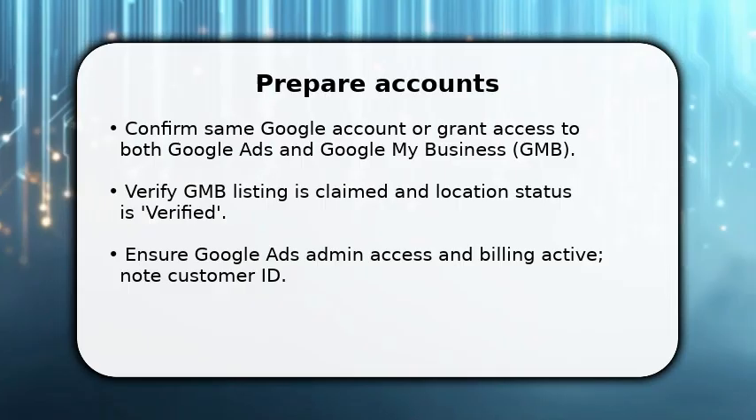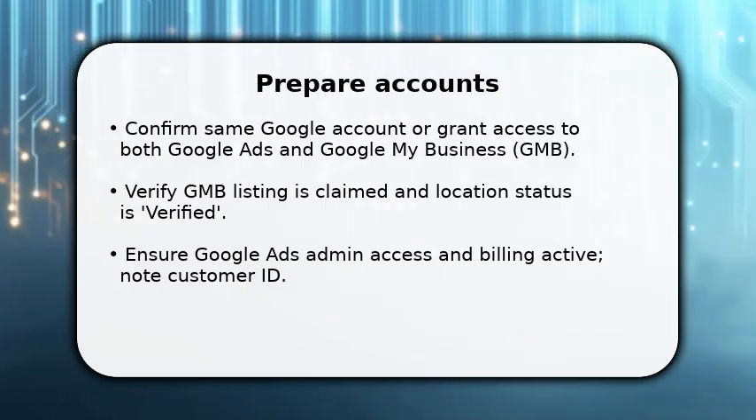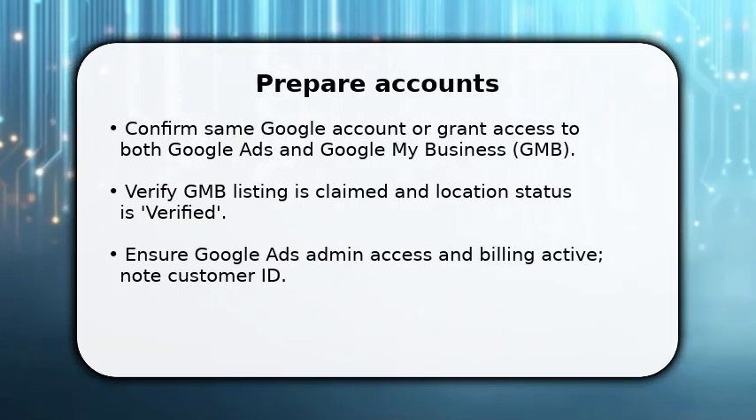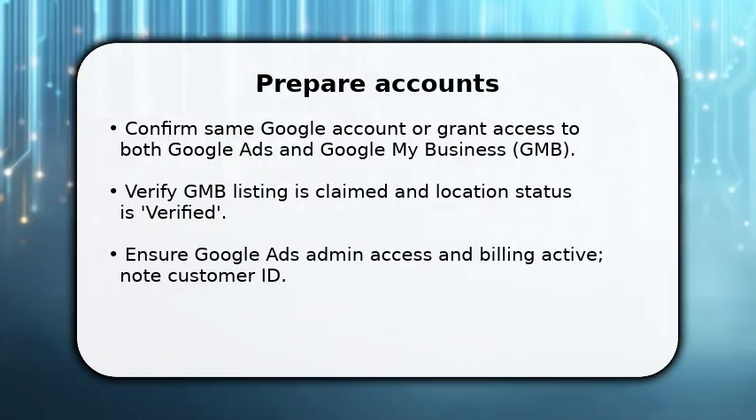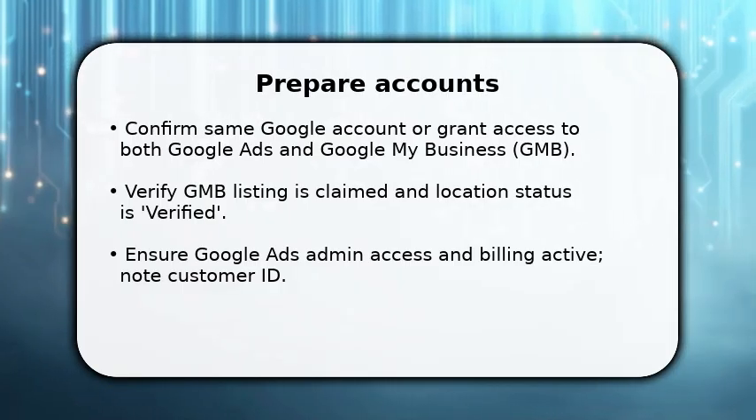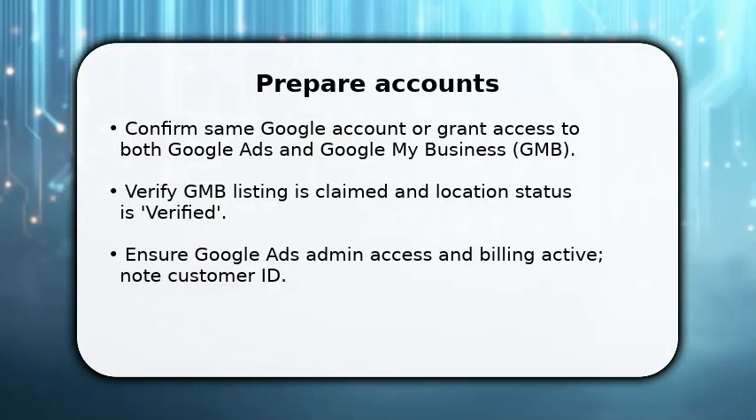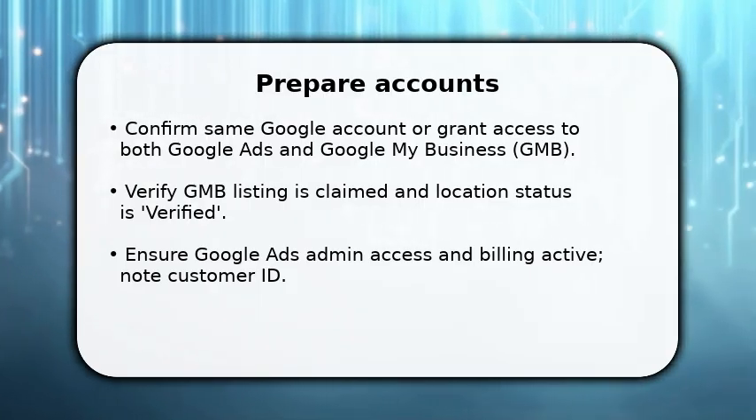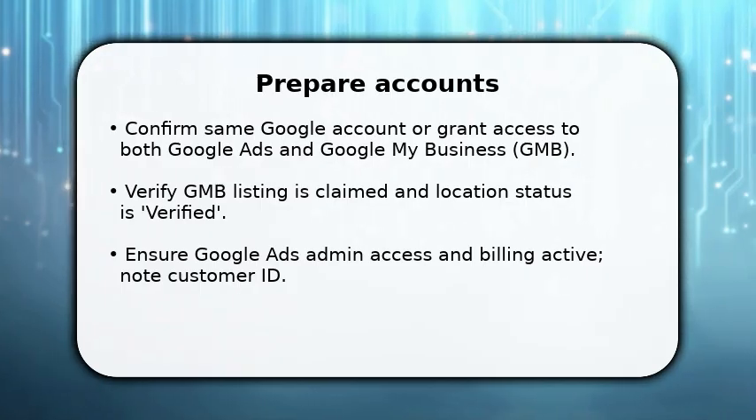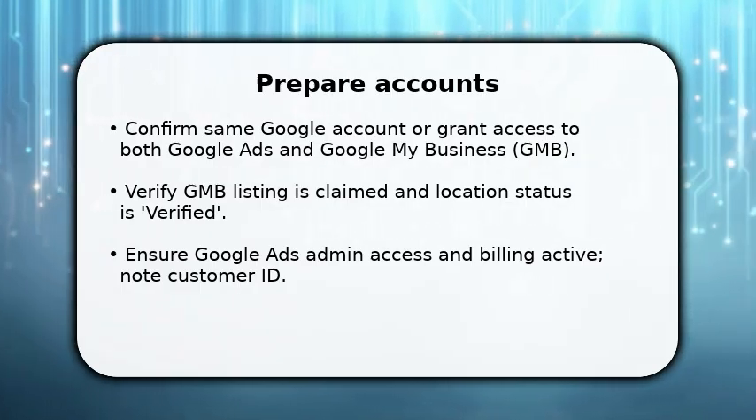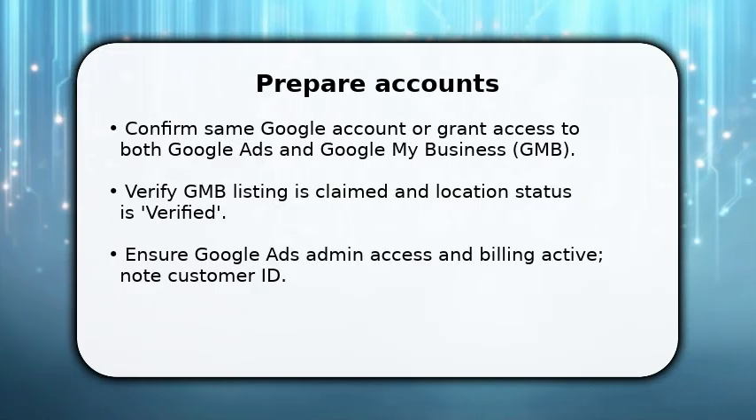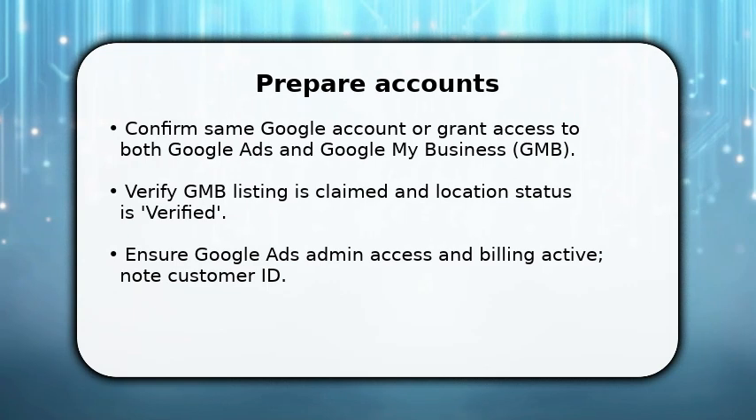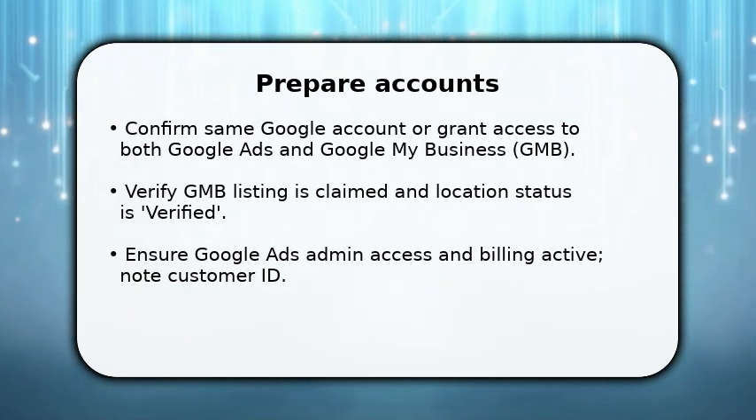You start by ensuring you can act across both platforms. Sign in to the Google account that manages the business or invite the ad's admin email to GMB and grant owner or manager access. Once done, confirm the GMB location is verified and public so ads can read it. Then open Google Ads, check you have administrative access and an active billing profile, and copy the customer ID. These steps remove permission roadblocks and let you link immediately without repeated requests.